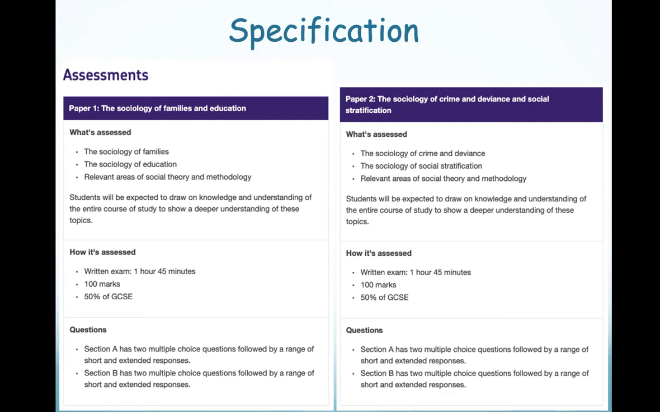This is your specification. We have two papers in sociology. Your first paper will be the sociology of families and education, and your second paper will be the sociology of crime and deviance and stratification. In both of those papers, you will have research methods questions, because we will constantly be revising, and we will constantly be learning about research methods. So do have a look at it. Do have a look how many marks are awarded, how much time is awarded.